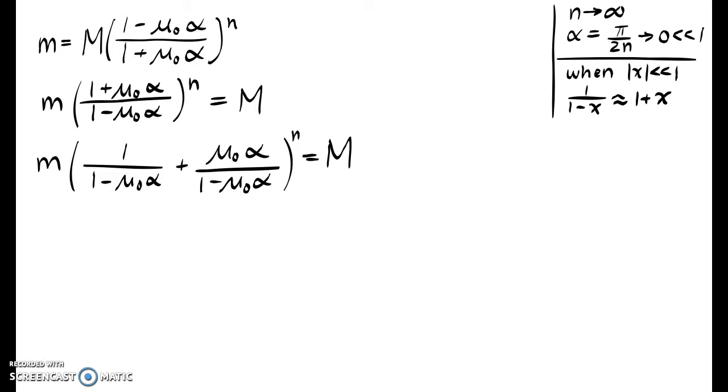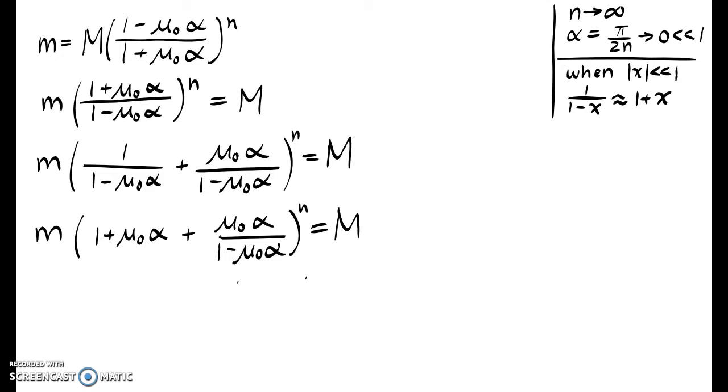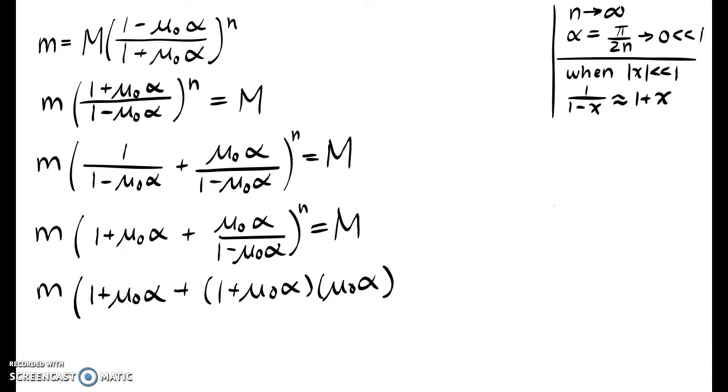Now when we write it in this form, we can see that we can replace 1 over (1 − μ0α). And since we know that μ0α is a small number, we have that become approximately 1 plus μ0α plus μ0α over (1 − μ0α). So this equals large M. Similarly, we can also write the second term in the coefficient as plus (1 + μ0α) times μ0α.